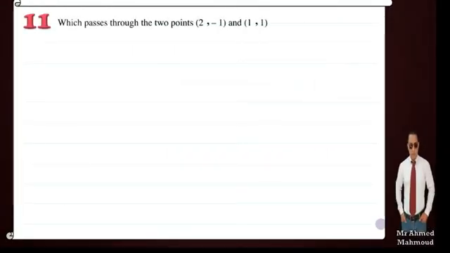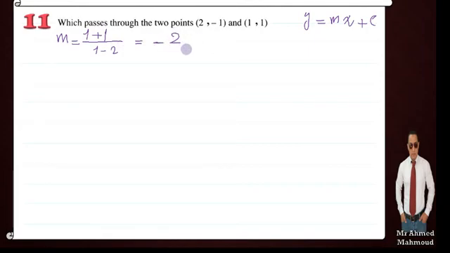Number 11, which passes through the 2 points (2, -1) and (1, 1). Don't forget y equals mx plus c. Okay, now I have only the line, I don't have m1 and m2. So m equals what? m equals y2 minus y1 over x2 minus x1. It will be 1 plus 1 over 1 minus 2, which is negative 2. Okay, this is m.